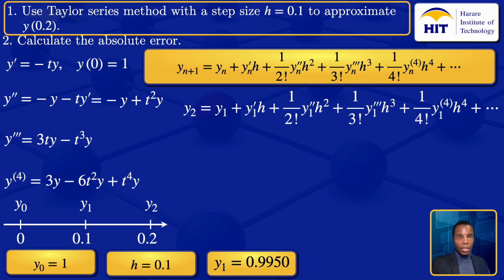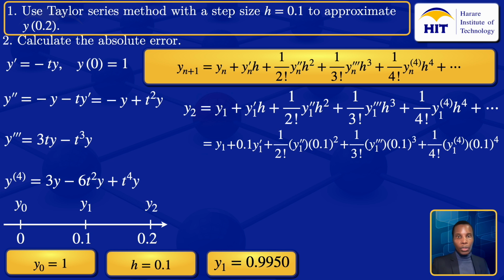So for the first part, it just simplifies to the y1. But for the second part, we are saying that our h is equal to 0.1, so I can just write it as 0.1 multiplied by y prime 1, and then plus a half, multiplied by y prime prime 1 multiplied by 0.1 squared. And then substitute again the value of h there, we would have 1 divided by 3 factorial times the third derivative times 0.1 cubed, then plus 1 divided by 4 factorial multiplied by the fourth derivative multiplied by 0.1 to the power of 4.